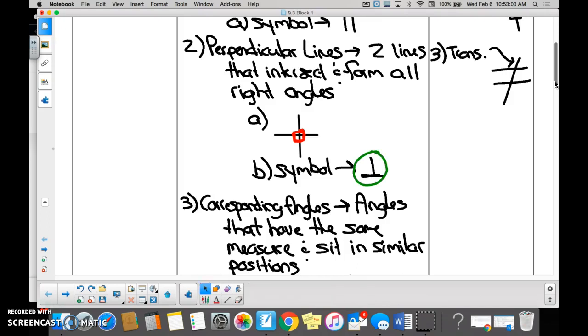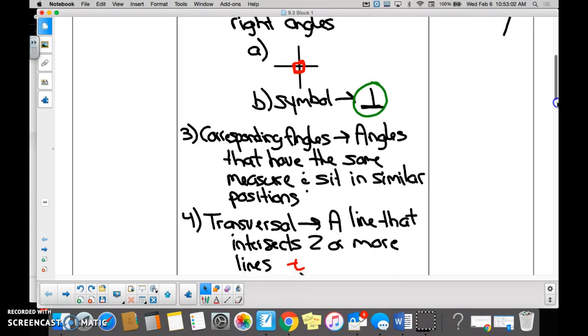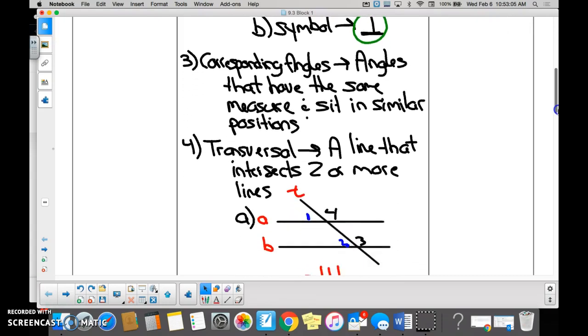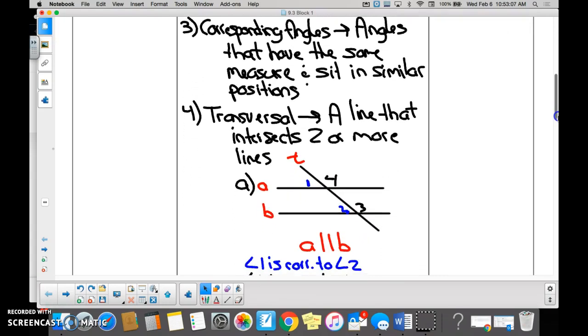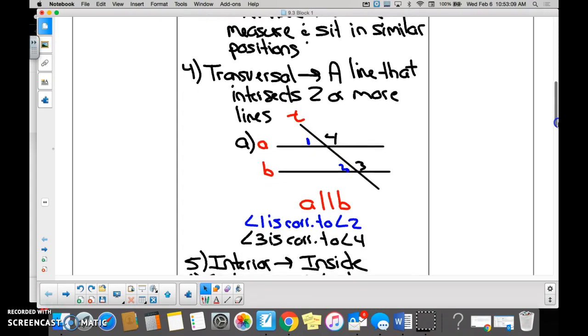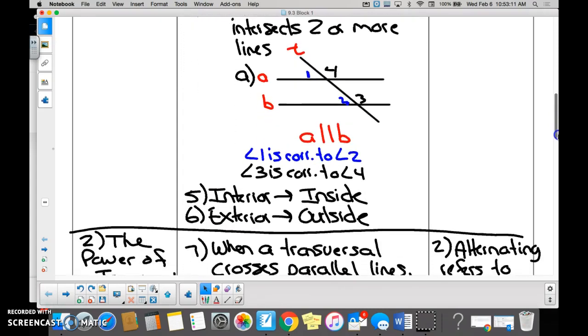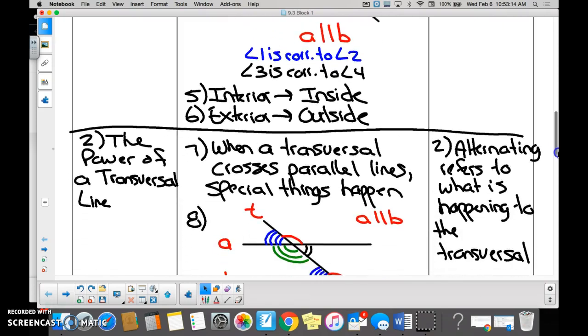Corresponding angles, angles that have the exact same measurement and are in what kind of position? Similar. And then a transversal does what? Intersects two or more lines, right? Interior, inside, exterior, outside. Let's go down to number 2.